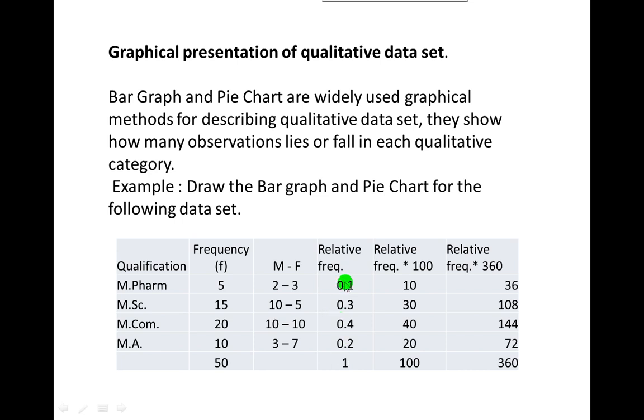So this column will be used in the pie chart, but the purpose is the conversion of the data observations into angle and percentage. The main purpose of this relative frequency is that with its help we will convert the data into percentage and angle in degrees, because if you represent the data in a circle, it is called a pie chart.